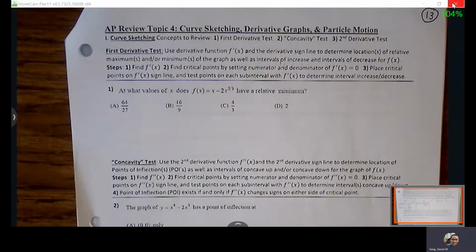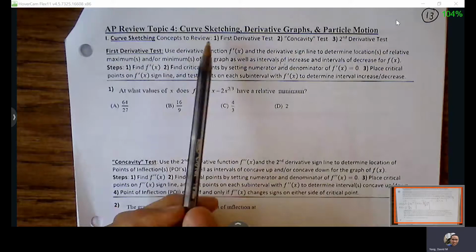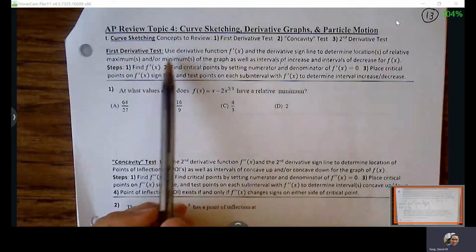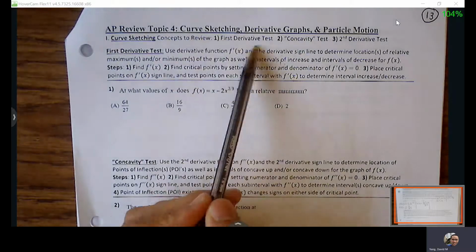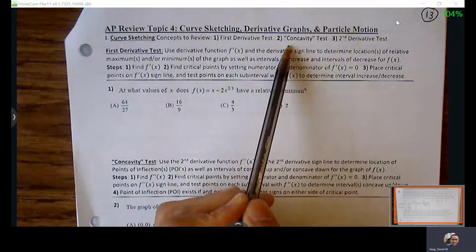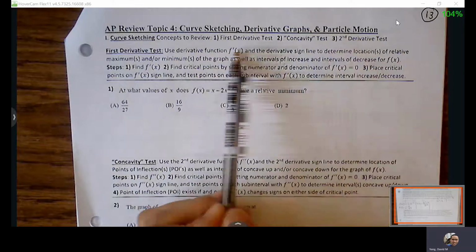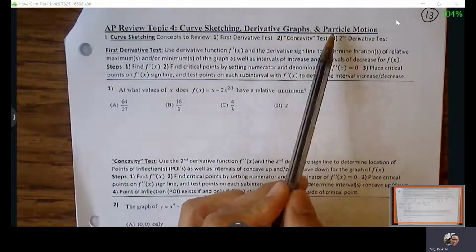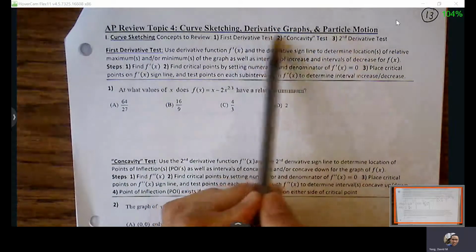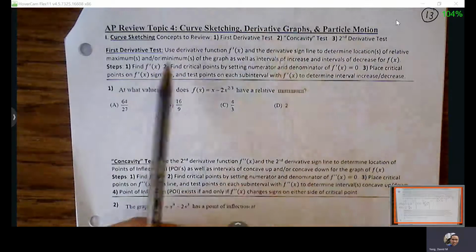All right, so today we're doing curve sketching. So first derivative test, test for concavity, and second derivative test. So we'll focus on those three things. And also we'll look at some particle motion, and we'll also look at interpreting derivative graphs.